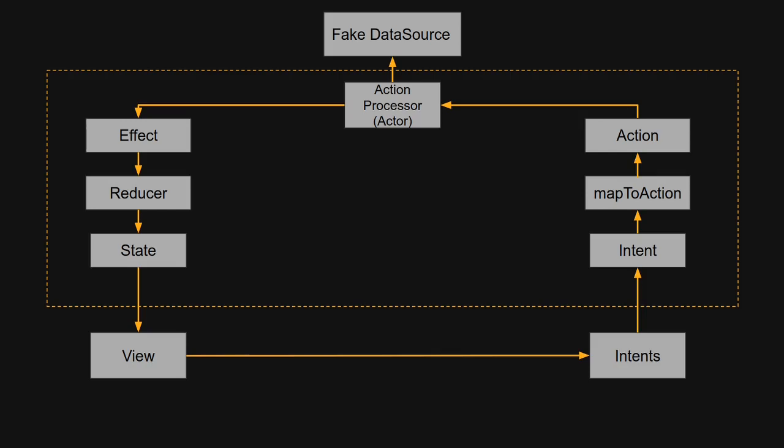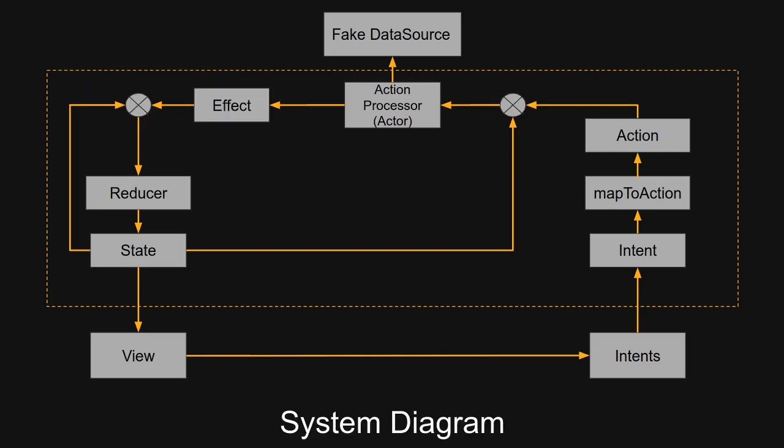Also we now have two more components, that is an effect and a reducer. An effect is basically an object which contains the result from the actor. And then we have a reducer function. The reducer function takes this particular effect and produces a new state. So now we call this a store, not just a model.